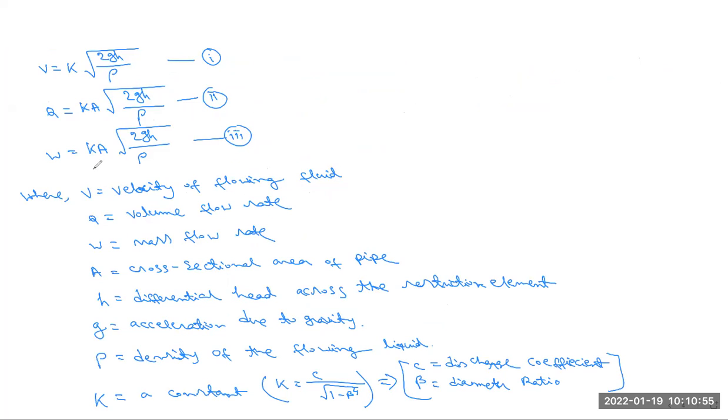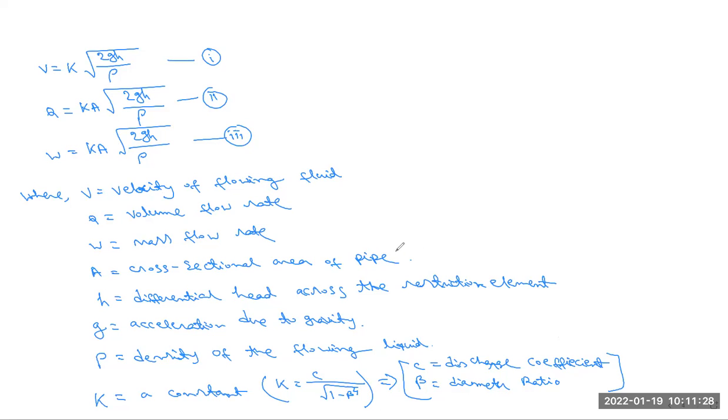Then W is the mass flow rate. And K is basically a constant, where K is C by root over of 1 minus beta to the power 4, where C is the discharge coefficient and beta is the diameter ratio of the flow meter. And A is the cross-sectional area of the pipe.